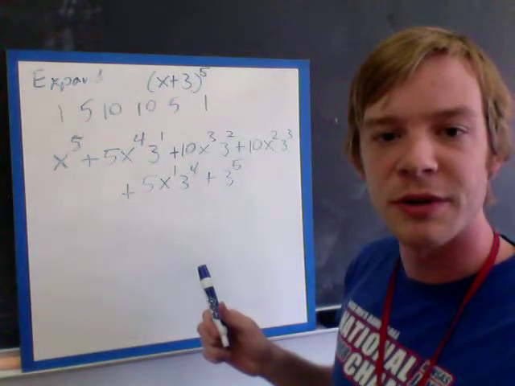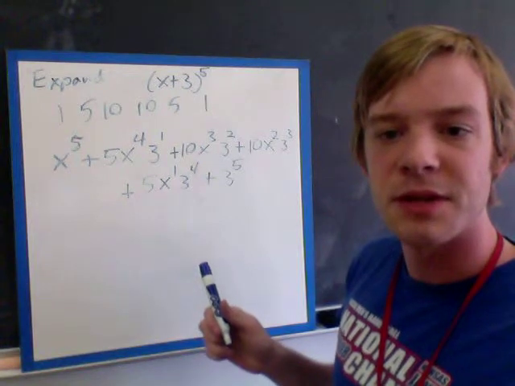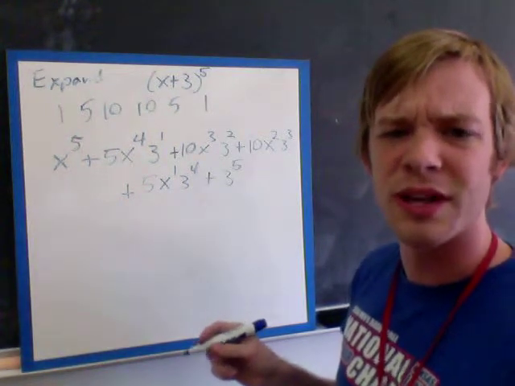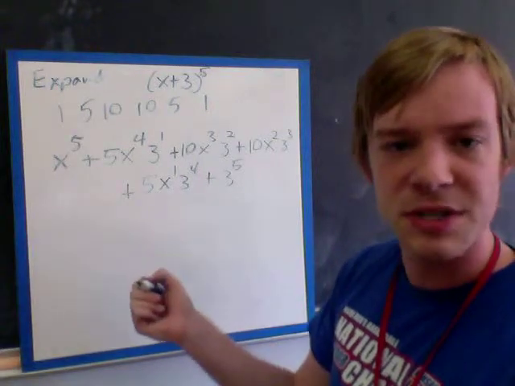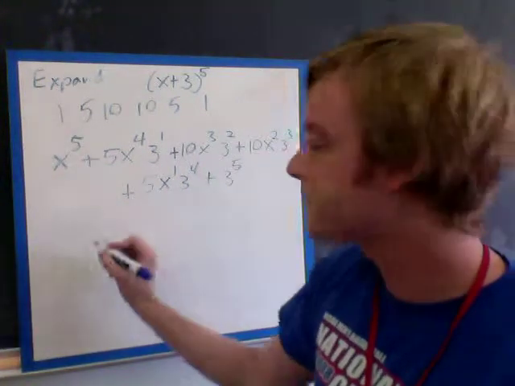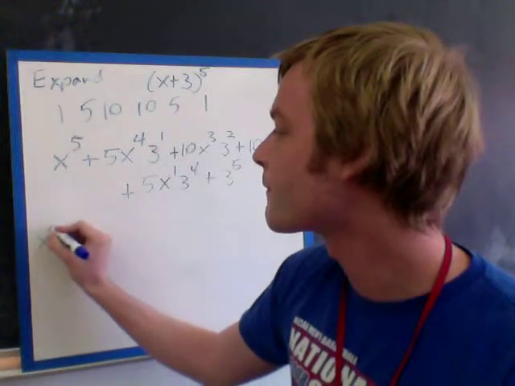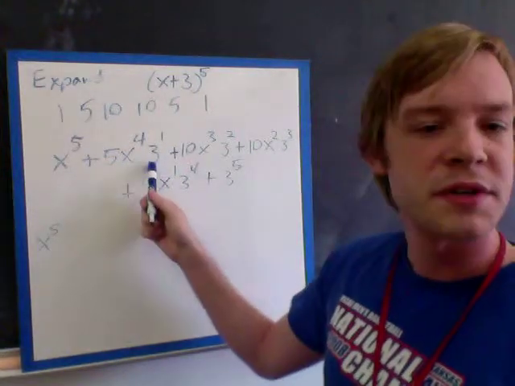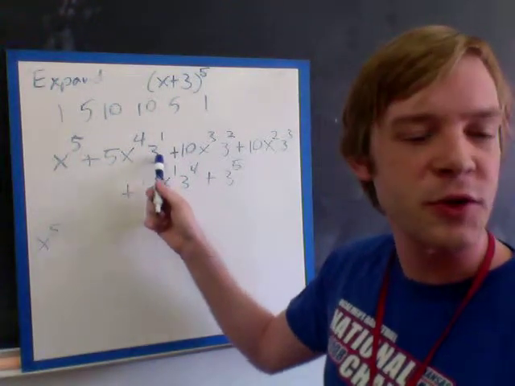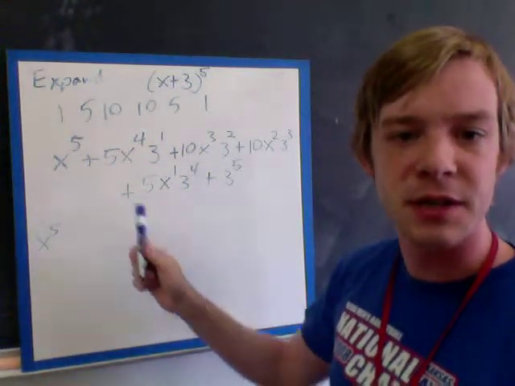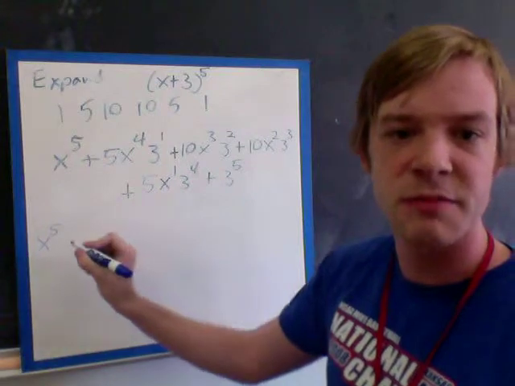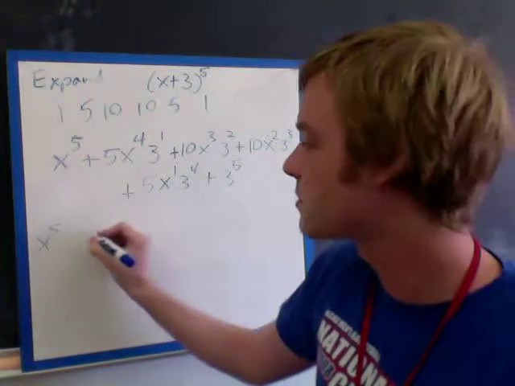So now I want to do a little bit of simplifying with this because we don't want to leave the answer quite like this. This is a little bit messy. The x to the fifth, nothing to simplify there, so we can just rewrite it. We want to simplify this here. 3 to the first power is just 3, and then 3 times 5 is 15. The x to the 4 will stay the same. So now this is going to be 15x to the 4.